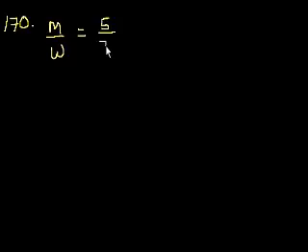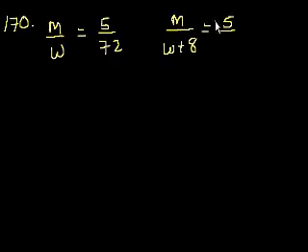Problem 170. In a certain company, the ratio of the number of managers to the number of production line workers is 5 to 72. So managers to workers is equal to 5 to 72. If 8 additional production line workers were to be hired, the ratio of the number of managers to the number of production line workers would be 5 to 74. So if we hire 8 more workers, then the ratio is equal to 5 to 74.